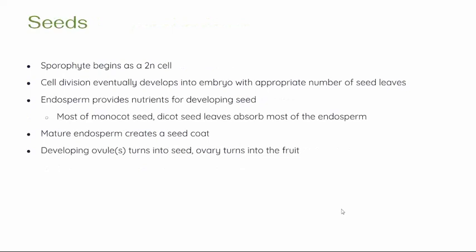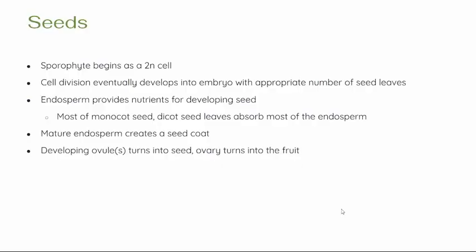Now, seeds. The sporophyte begins as a 2N cell, and by 2N I mean seeds begin developing when it becomes a fertilized egg. A 2N cell means basically a diploid cell. It has twice the number of chromosomes of a haploid cell. Simple. And N is haploid, if you can't tell. So cell division eventually develops into an embryo with an appropriate number of seed leaves.